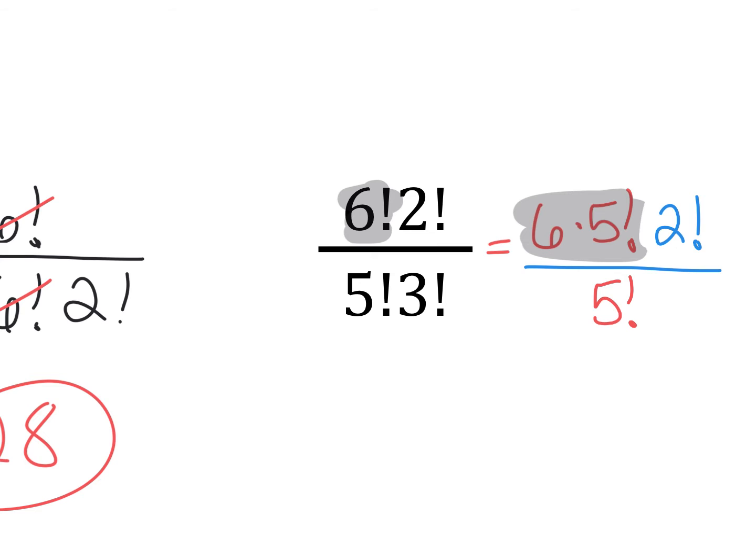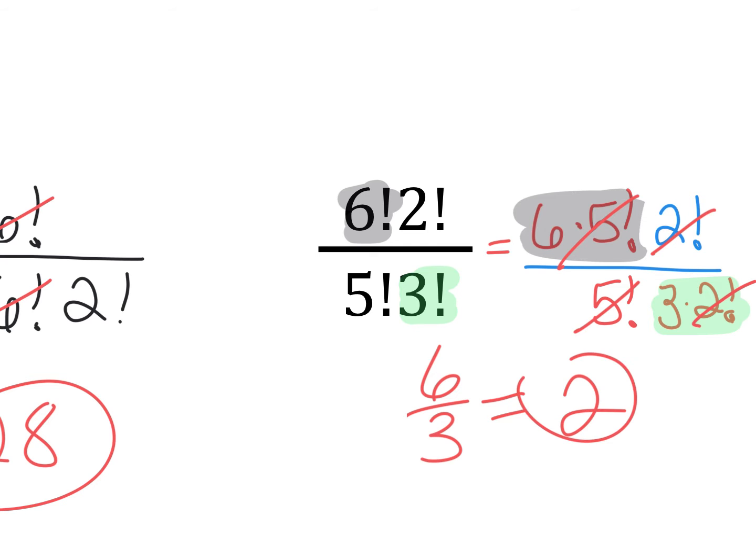And then 3 factorial could be written as 3 times 2 factorial, so we just rewrote 3 factorial like that. Then we look at what we can reduce, and we have a 5 factorial in the top and the bottom. We have a 2 factorial in the top and the bottom, and we're left with 6 over 3, which is just 2.